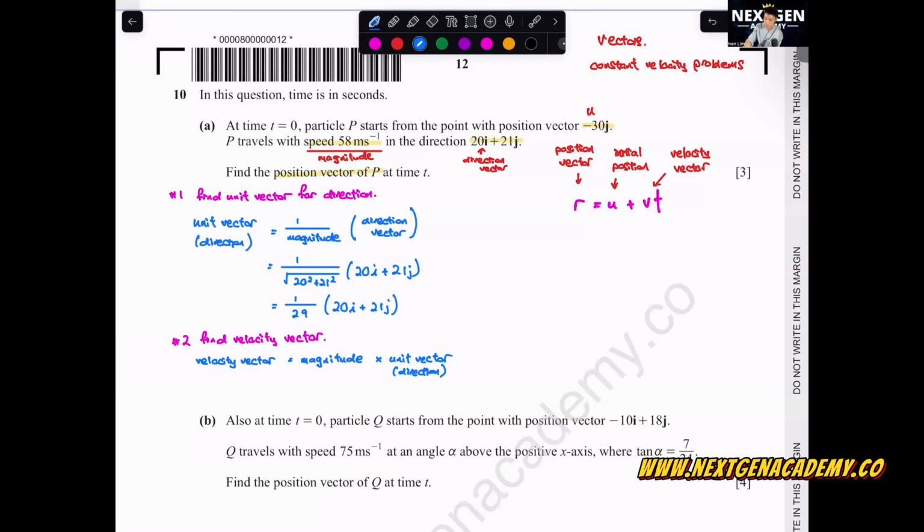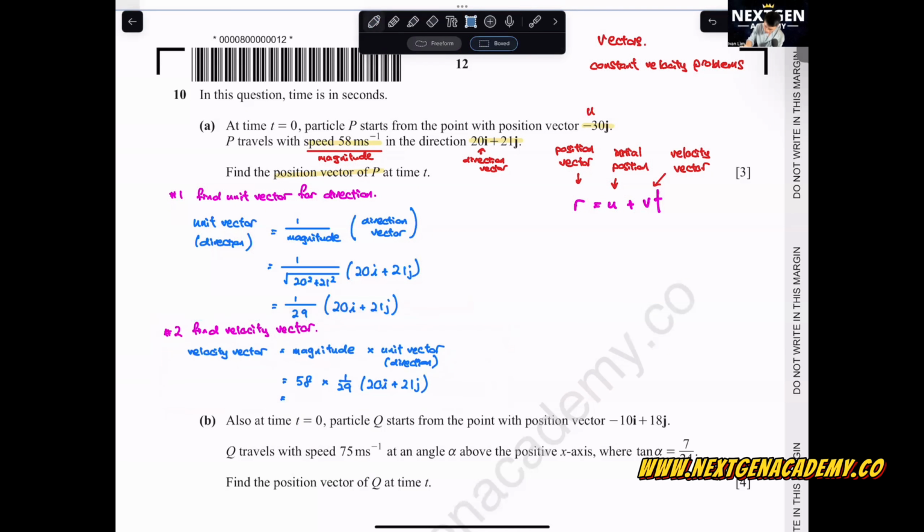Okay, what is a magnitude? Magnitude is the speed. Okay, because speed is a magnitude. So this will be 58 times 1 over 29, 20i plus 21j. Okay, which is 58 over 29. What's 58 over 29? This will be 2. 2 times 20i plus 21j, 40i plus 42j.